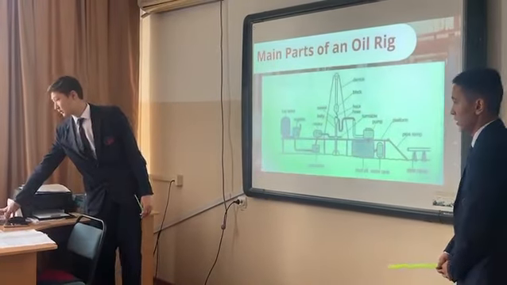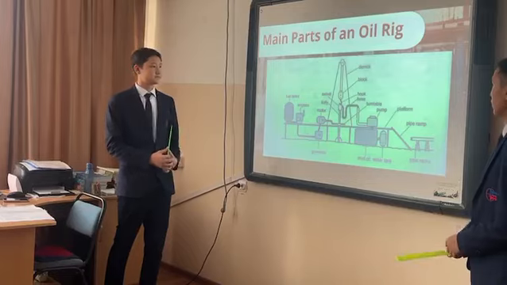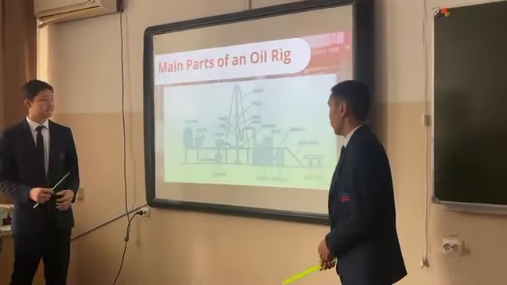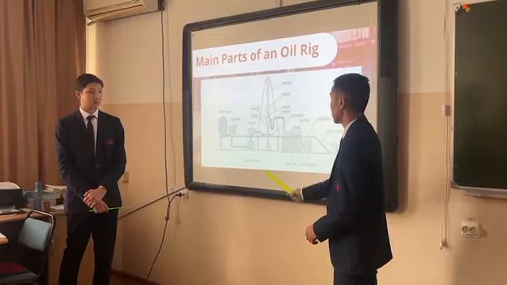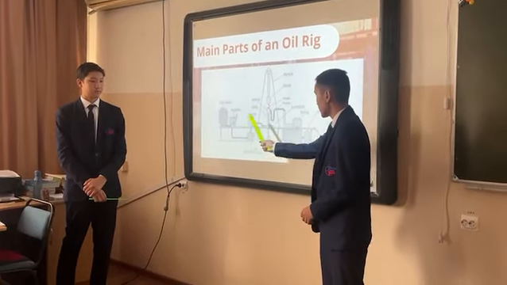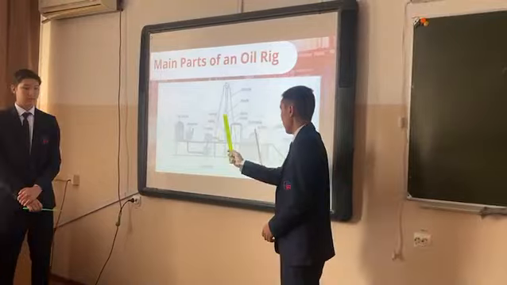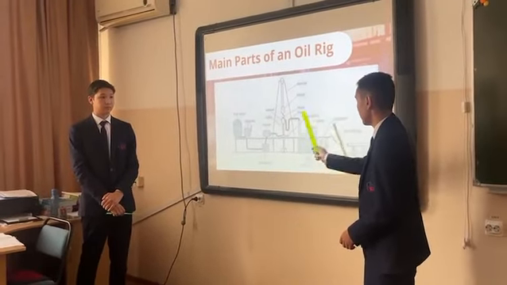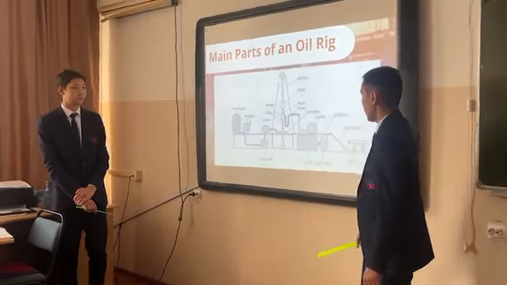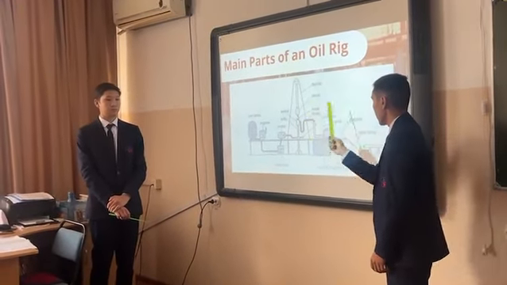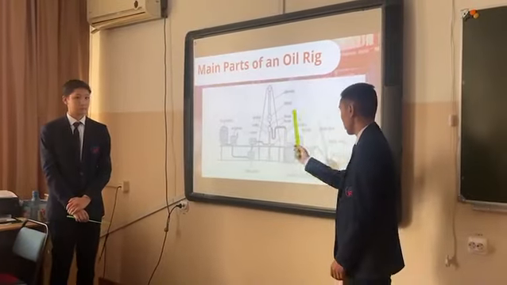Next slide. You can see the main parts of an oil rig. First is fuel tanks. What are fuel tanks? Fuel tanks store fuel, and the next is the engine. The engine provides power for the oil rig. The generator produces energy for the drilling system. The next is the derrick. The derrick is the equipment of the oil rig and supports all of the equipment.